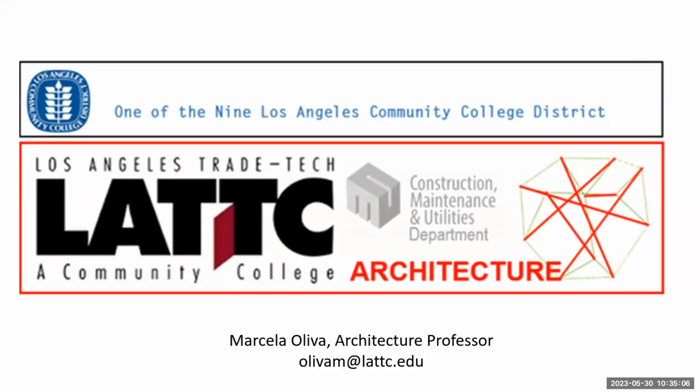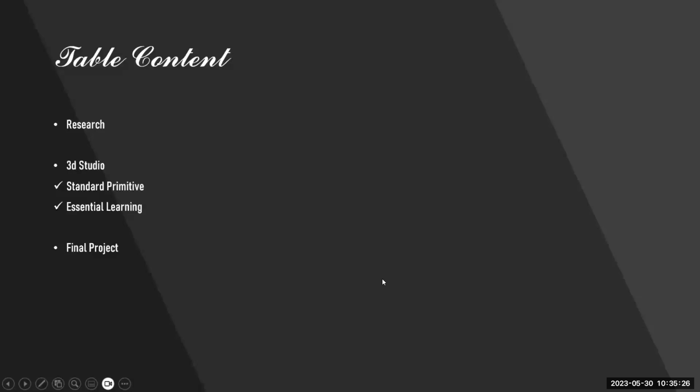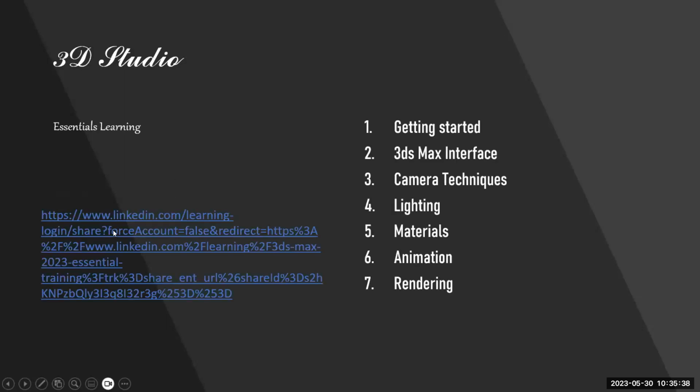Okay, this is my class log for Architecture 261. I started studying architecture to fulfill my dream of designing and owning a $1 million home. Here is my email. First was research and learning about 3ds Max. I put everything that I learned right here. Here's the link. I learned it from LinkedIn. Here are all the sections of everything that I learned.